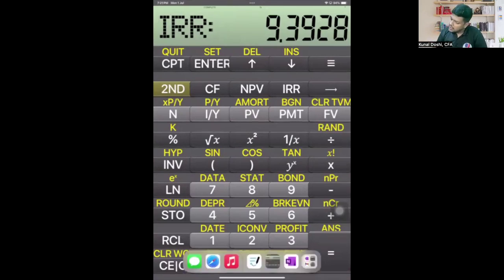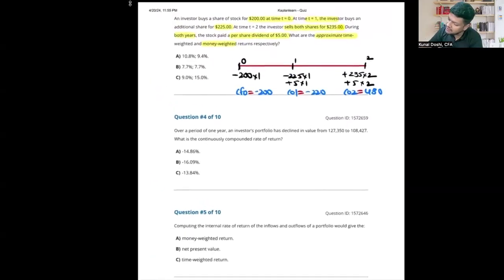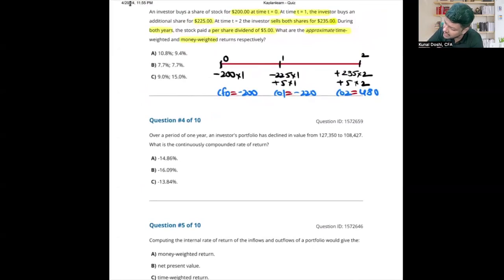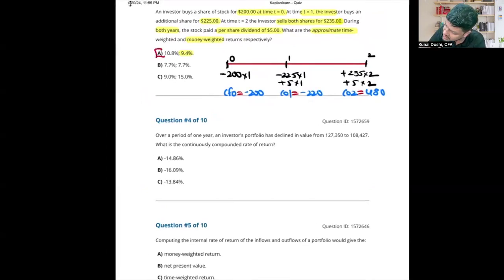Clear. Now see, this is our money weighted rate of return, right? They've already asked us time weighted and money weighted, and we already got money weighted, which is 9.4, which is unique, which is not there in B and C. So definitely, without even wasting time in the exam, if I get these choices, I can directly go on selecting A, because B and C don't have money weighted as 9.4.